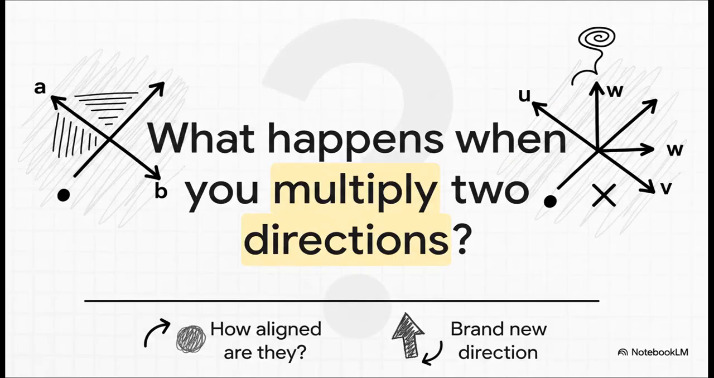I mean, think about it. What does it even mean to multiply two directions? It's a way deeper question than it sounds. Because with vectors, it turns out there isn't just one answer. Multiplying directions can either tell you how much they agree, or it can create a brand new direction that you didn't even have before. And for those two very different jobs, we have two very different mathematical tools.